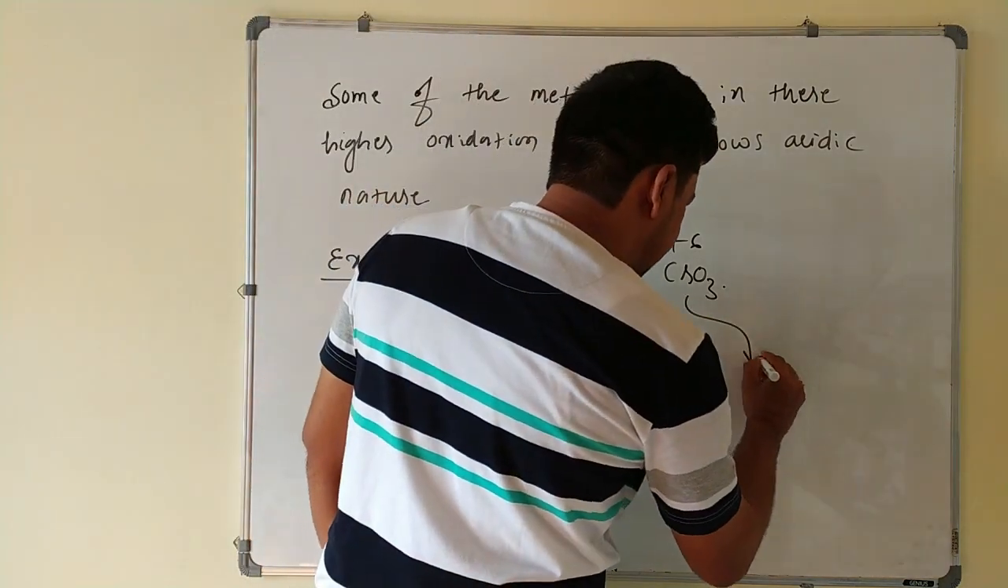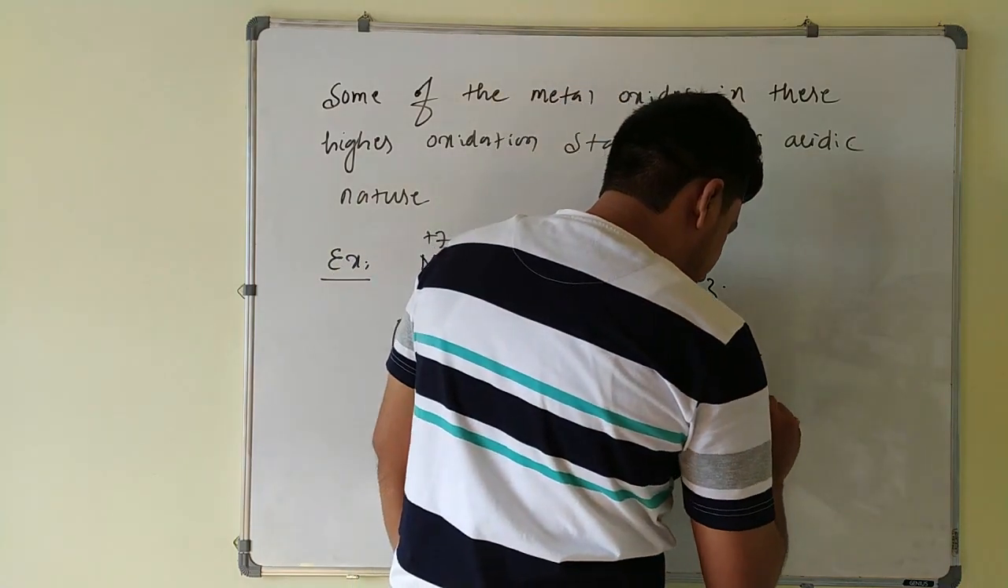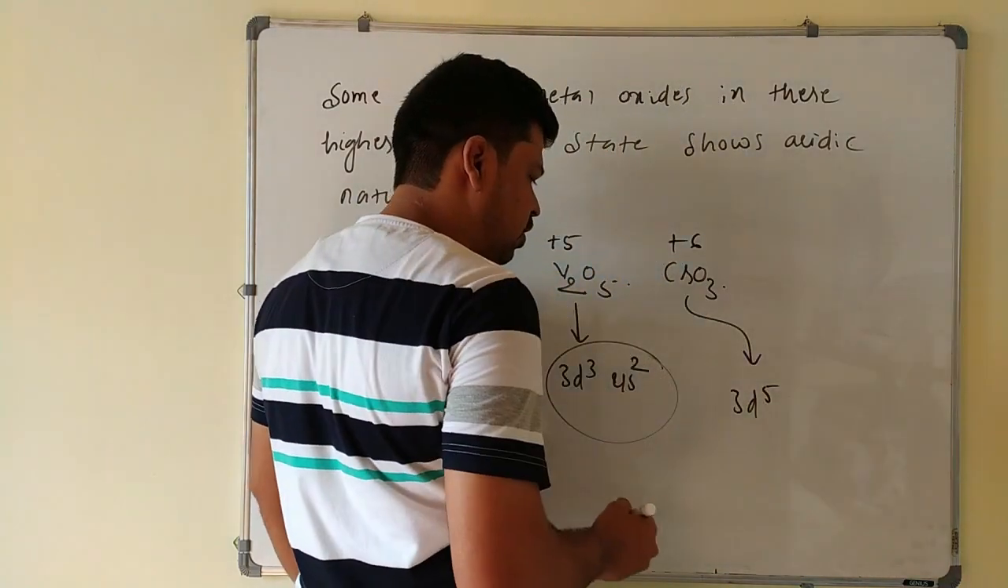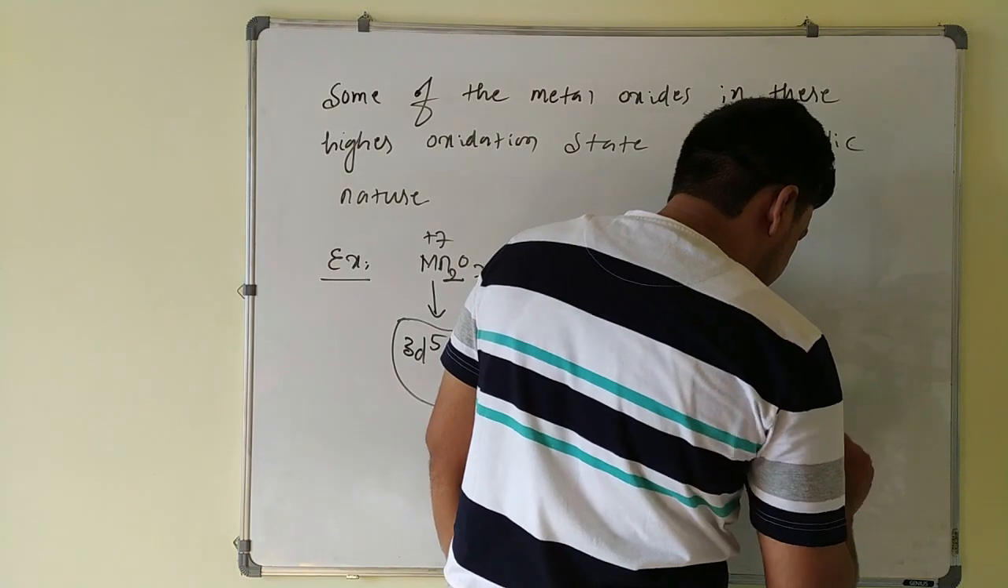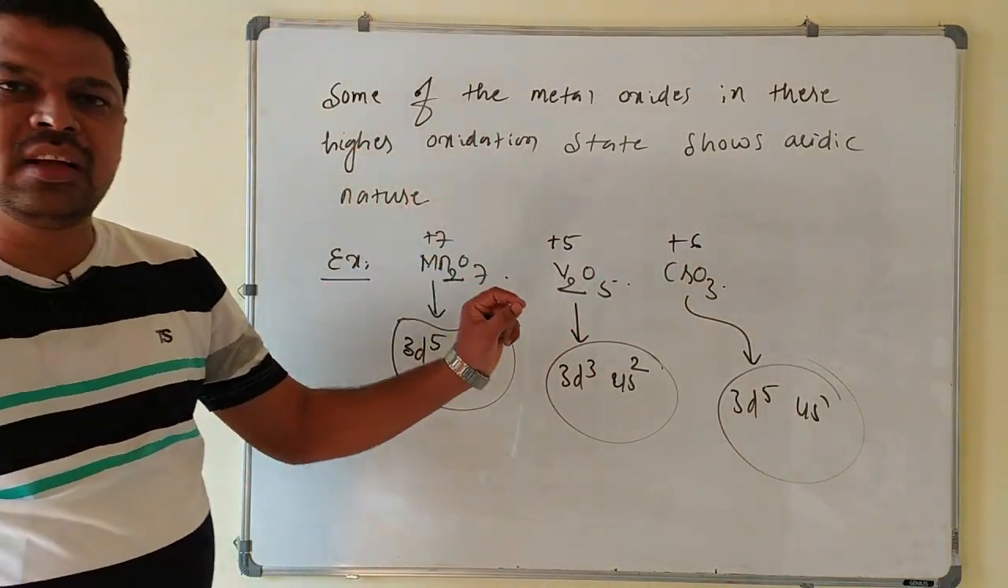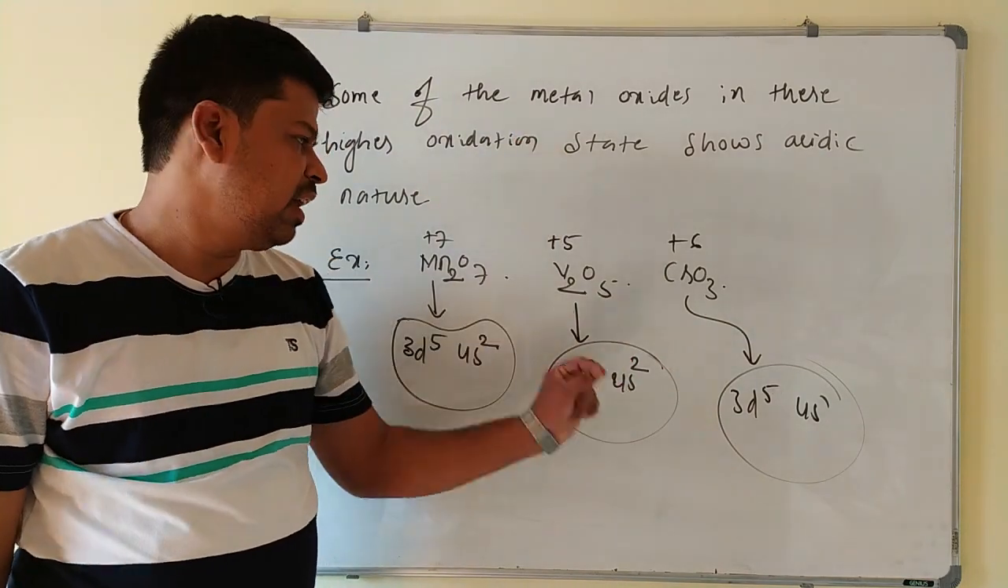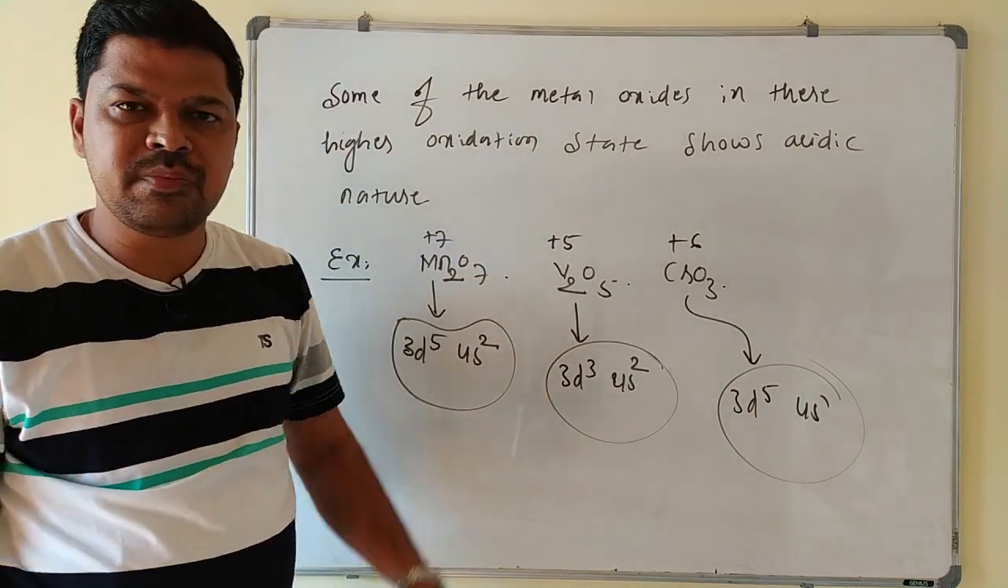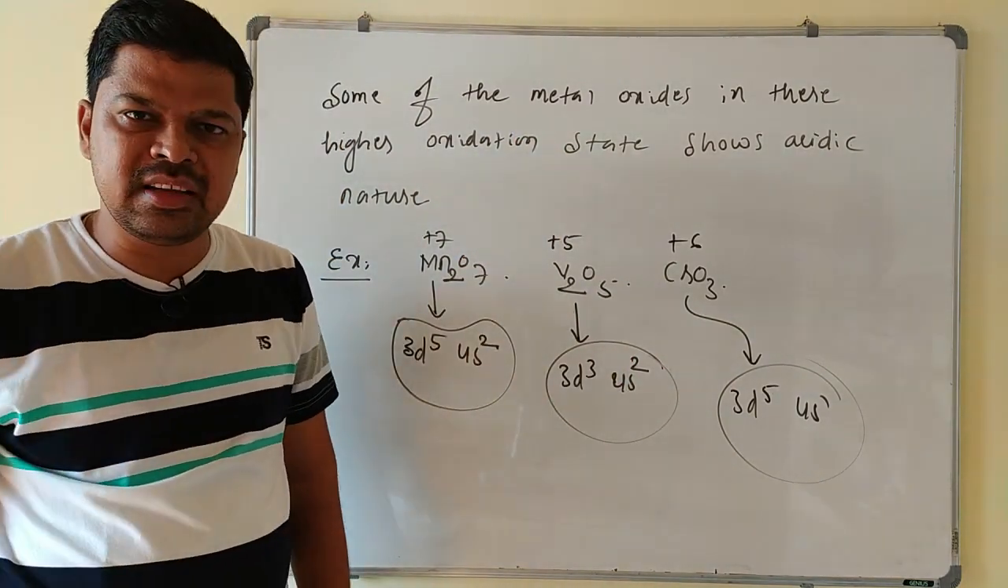Here also same thing in case of chromium. It will come out as special electronic configuration. You know this one, 3d5 and 4s1. 6 electrons are there, all are lost. So only the metal oxides which are there in their higher oxidation state, they will show what? Acidic nature. This is about acidic oxides.